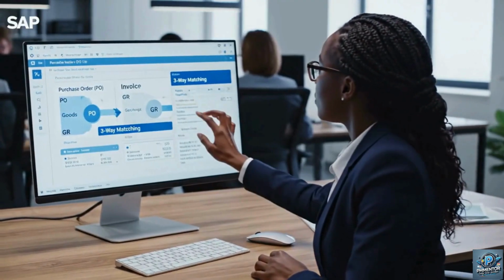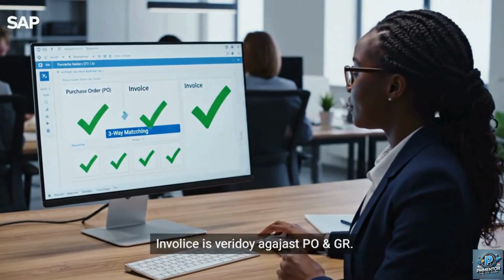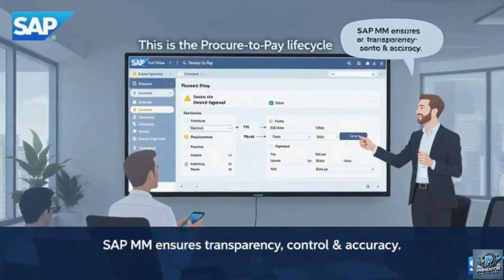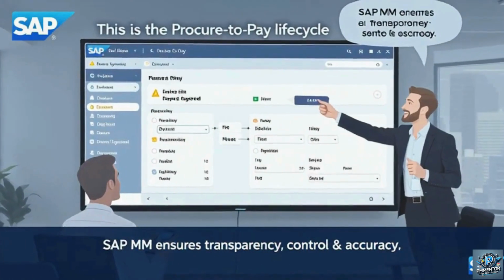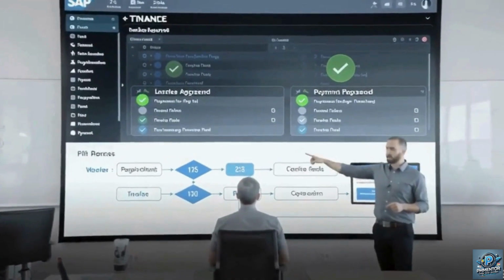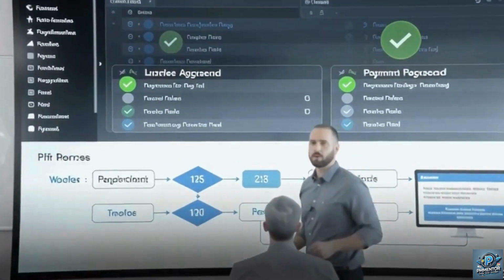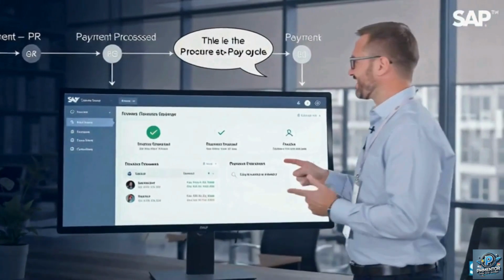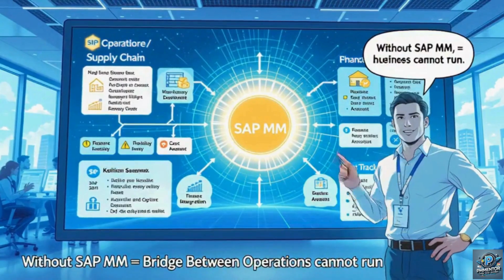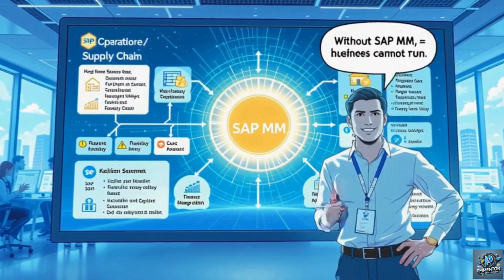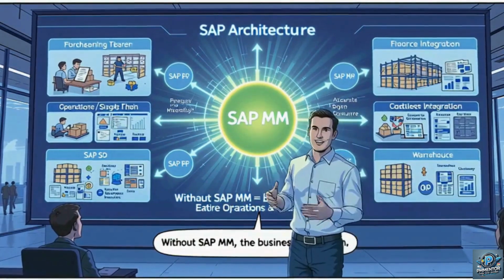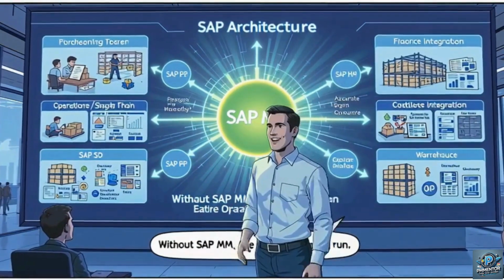Next comes invoice verification, where the vendor sends an invoice and SAP checks it against the PO and GR. This is called three-way matching. Finally, the finance team processes the payment. So the complete flow looks like this: requirement to PR to PO to GR to invoice to payment. This end-to-end process is called Procure-to-Pay, or P2P, and SAP MM manages this entire lifecycle efficiently. This ensures transparency, control, and accuracy in procurement operations.